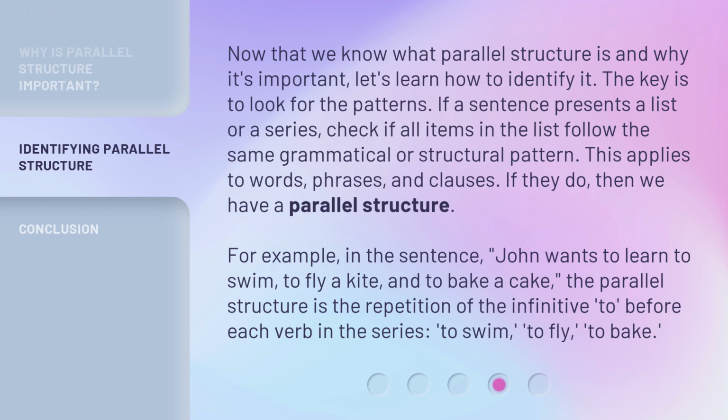For example, in the sentence, John wants to learn to swim, to fly a kite, and to bake a cake. The parallel structure is the repetition of the infinitive, to, before each verb in the series, to swim, to fly, to bake.